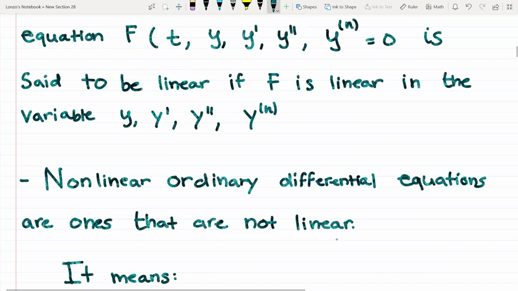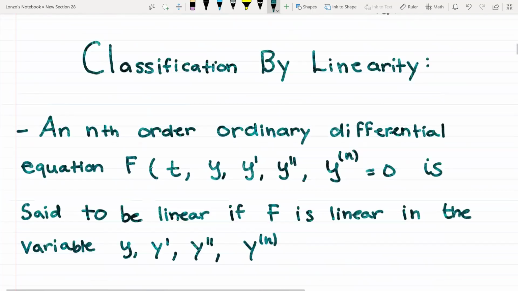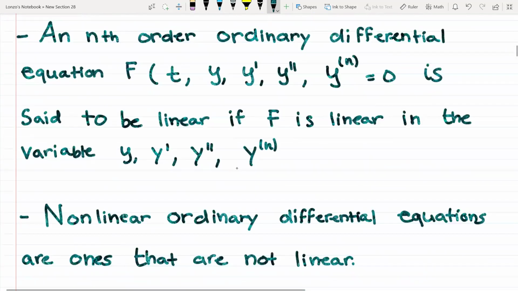And then there's another thing. It has to do with the coefficient, but right now, there's actually two things that have to hold for it to be linear. The highest power has to be to the power of 1, and then something with the coefficient. But I'll explain that later.